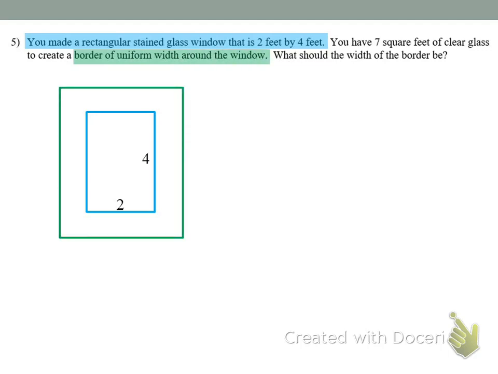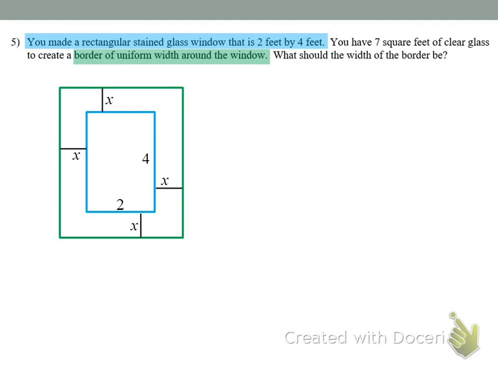So that uniform width around the window has to be the same width. If I look at the width all the way around, it's going to be the same width. Whatever the width is here, I don't know what it is, so I'll label it X, and so on. Same width around, all the way.